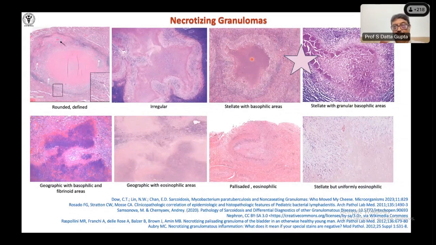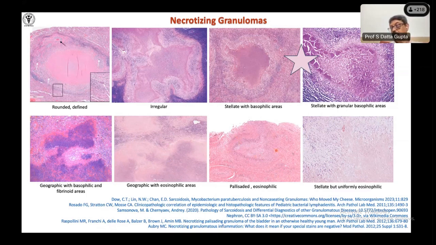These you will find, see, bluish in them, right? It could be seen in cat scratch disease, mainly stellate with basophilic areas because they are neutrophils, okay? If you get fibrinoid with geographic areas and blue, think of Wegener's. If it is eosinophilic and geographic, think of sarcoid, which is necrotizing but is rare. You can get it in tuberculosis.